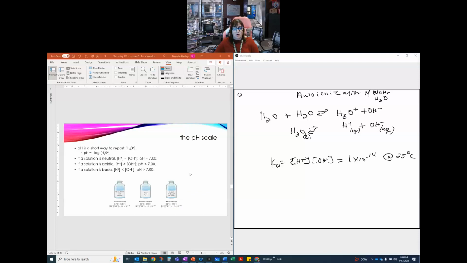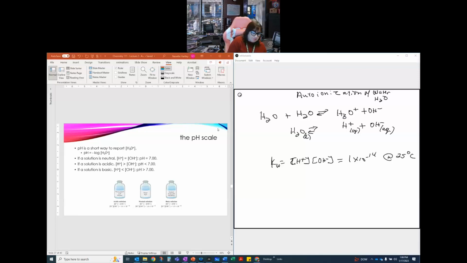That autoionization of water is going to lead us to a discussion about pH. And I'm going to go ahead and do that here. So pH is a short way to talk about the H plus or H3O plus concentration. pH is equal to the negative log of the H3O plus concentration. So if a solution is neutral, the H plus equals the OH minus, and the pH equals 7. Okay, because it's the square root of 1 times 10 to the minus 14th, which is 1 times 10 to the minus 7th. And if I take the negative log of that, it gives me 7.